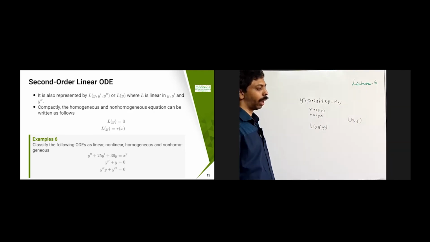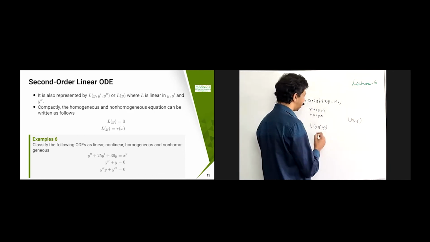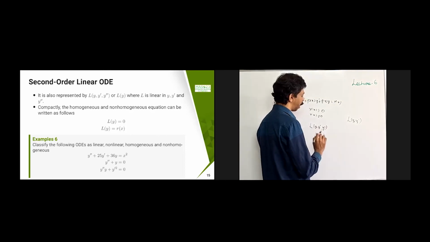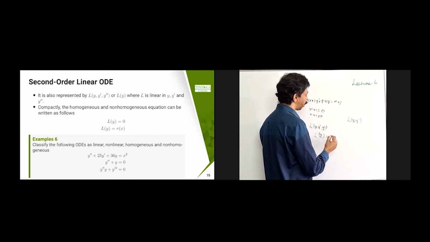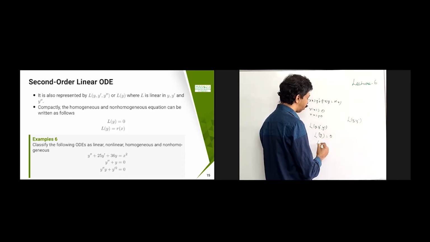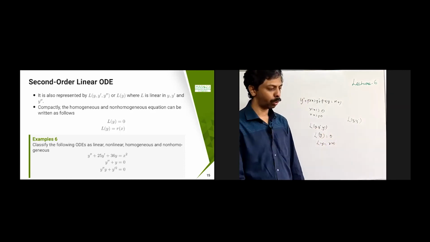If it is a homogeneous ODE, in general I can write this as L of y, comma, y dash. So in general, we write it like L of y also. It means this is the same thing. If it is equal to 0, this is a homogeneous ODE. If L of y can be written as equal to R of x, that is called a non-homogeneous ODE.